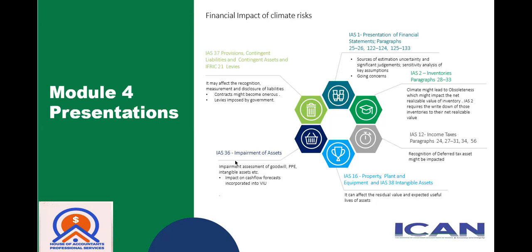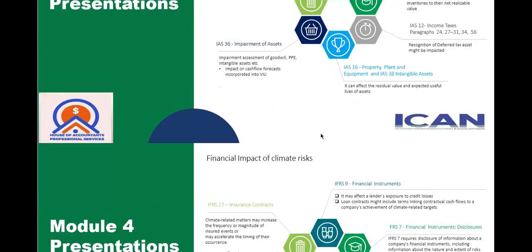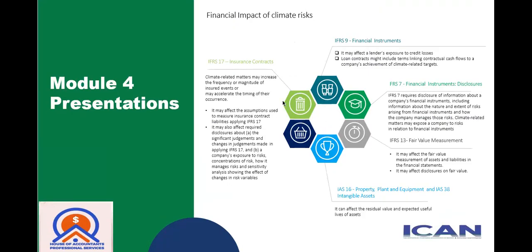Then IAS 36 is talking about impairment of assets, or impairment assessment of goodwill, PPE, intangible assets, etc. There is an impact on cash flow forecasts incorporated into value in use. Let's see the other aspects that are going to be affected. We have IFRS 9, financial instruments. It may affect the lender's exposure to credit losses and loan contracts.